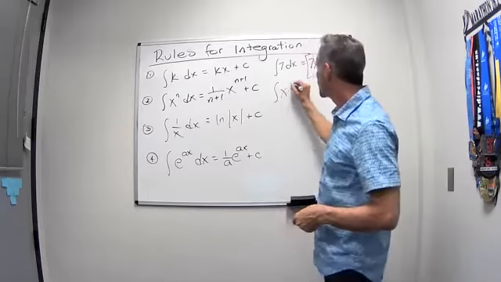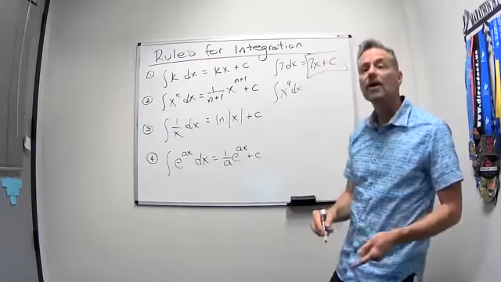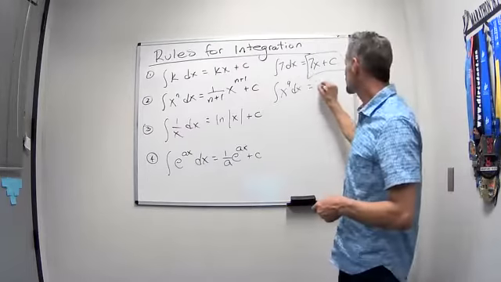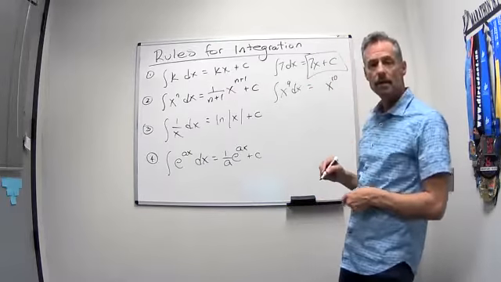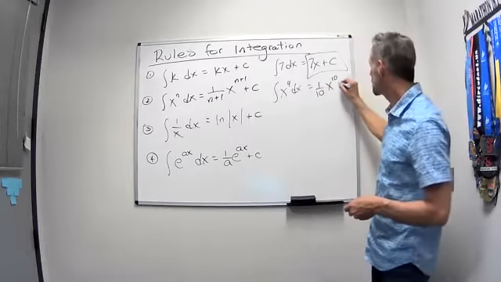Say I've got the integral of x to the 9th power with respect to x. I go up 1 in the exponent, so it's going to be x to the 10th, but I have to multiply by the reciprocal. So it's 1/10 x to the 10th, again, plus c.